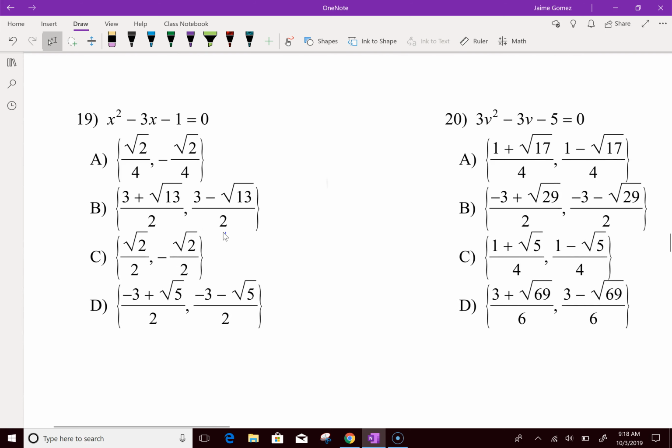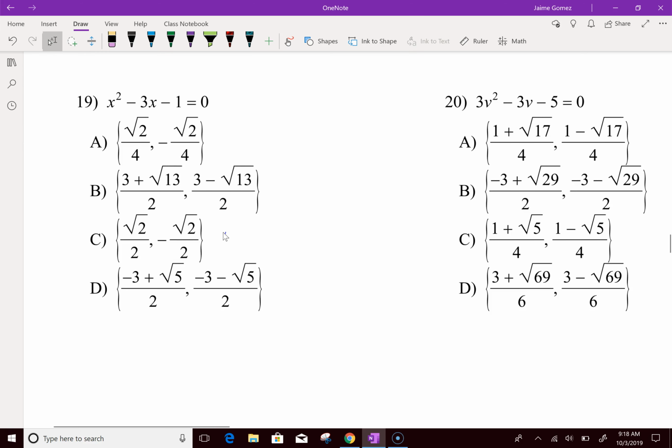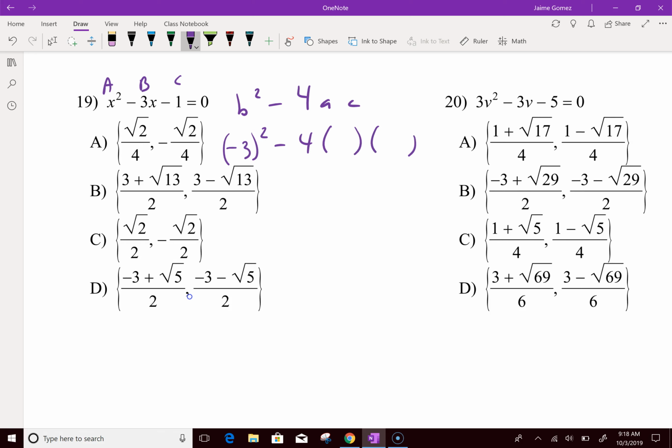Now number 19. Remember, when you see square roots in the answer choice, you have to use the quadratic formula. So let's use the shortcut of the quadratic formula, which is b squared minus 4ac. This is a, this is b, and this is c. So b is a negative 3, minus 4 times a times c. A is the number in the front, that's a 1 in this case. C is the number at the end, which is a negative 1.